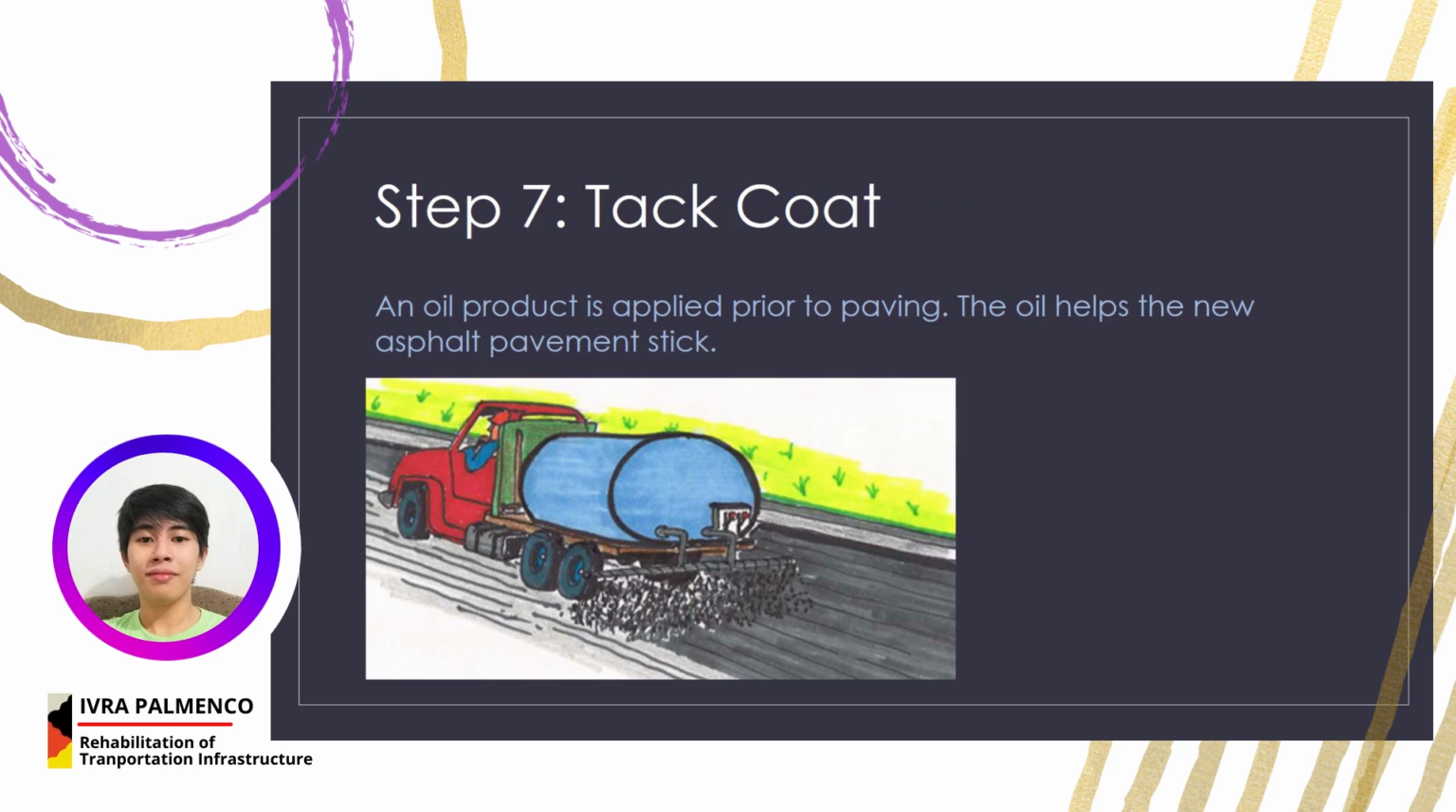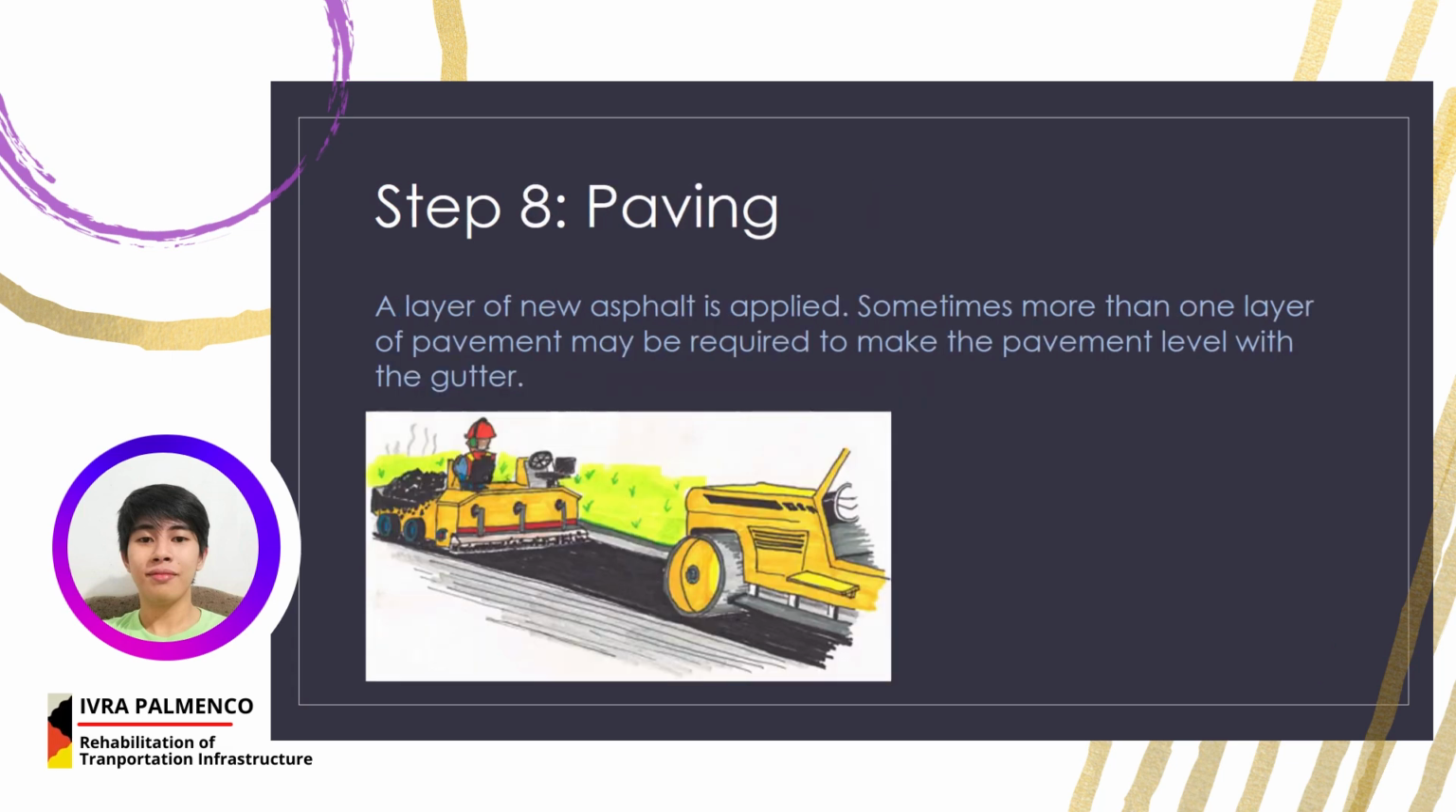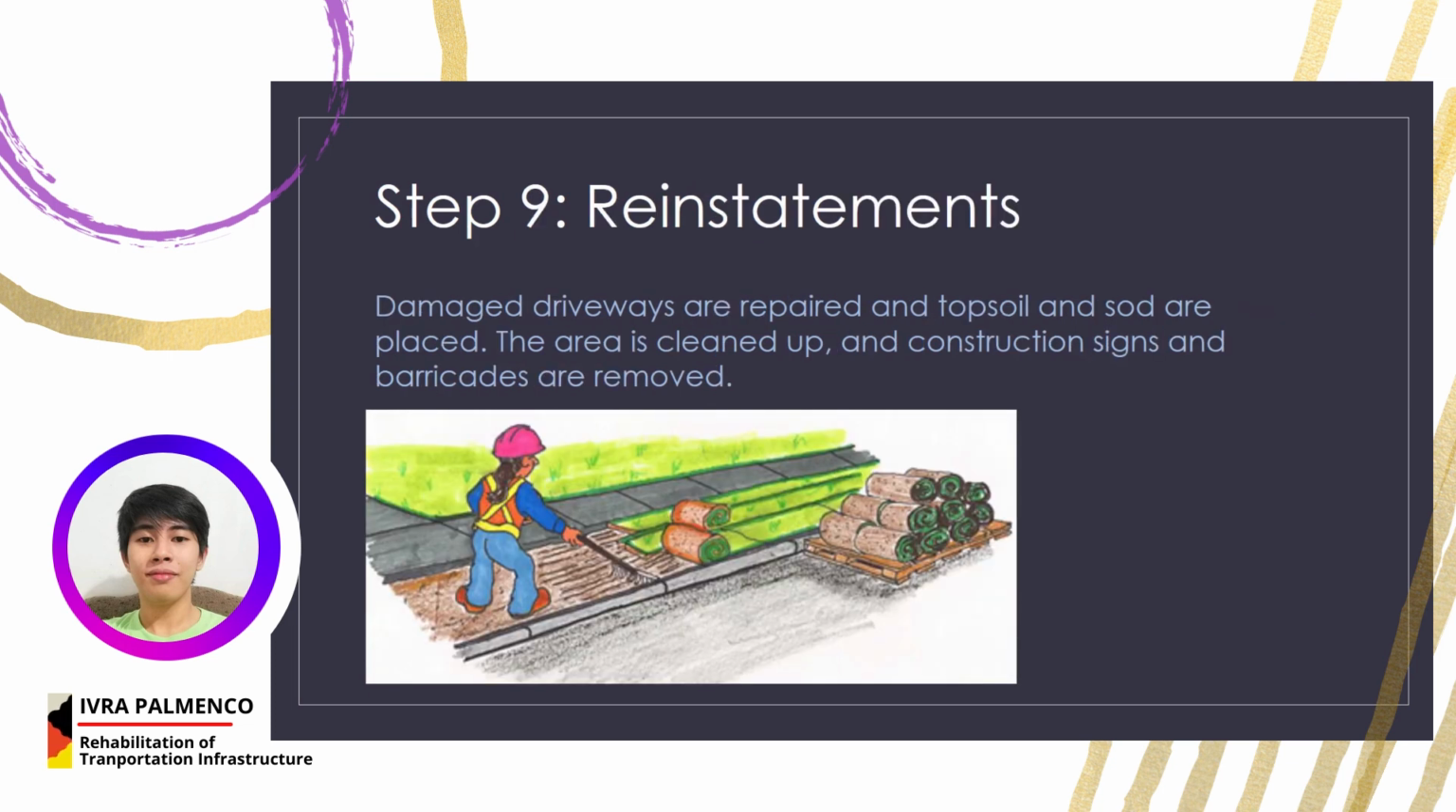An oil product is then applied prior to paving. This oil helps the new asphalt pavement stick to the surface of the new concrete. This also ensures that there is minimal seepage of moisture under the surface of the new pavement. After oiling, a new layer of asphalt is then applied, and sometimes more than one layer of pavement may be required to make the pavement level with the gutter. Finally, any damage caused onto existing properties by the resurfacing process is then repaired. This includes the placement of topsoil and sod, and the new area is cleaned up, removing any signs or barricades used during restoration.